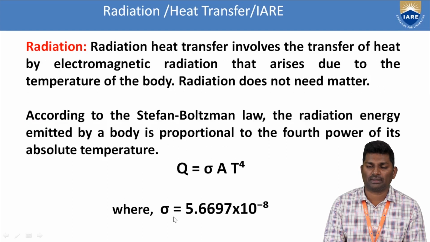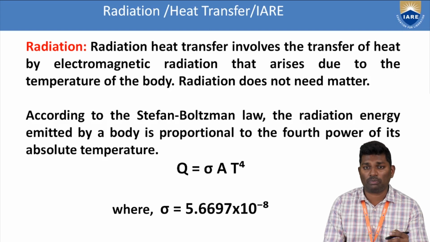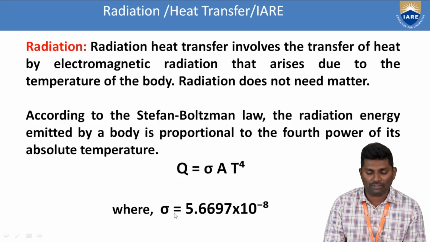Next mode is the radiation. Radiation heat transfer involves the transfer of heat through electromagnetic radiation that arises due to the temperature in the body. So radiation does not need any matter. The radiation equation is given by the Stefan-Boltzmann constant, that is, Q is equal to sigma A T power 4. So it is the fourth power of its temperature. The Stefan-Boltzmann constant sigma is given by 5.6697 into 10 power minus 8.